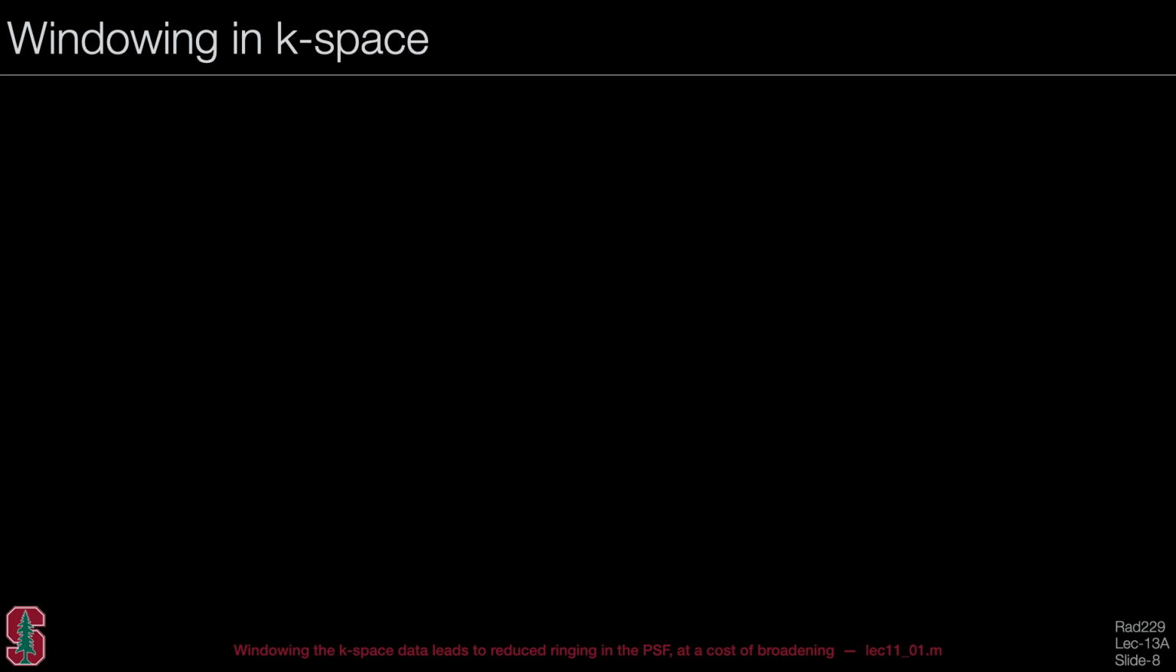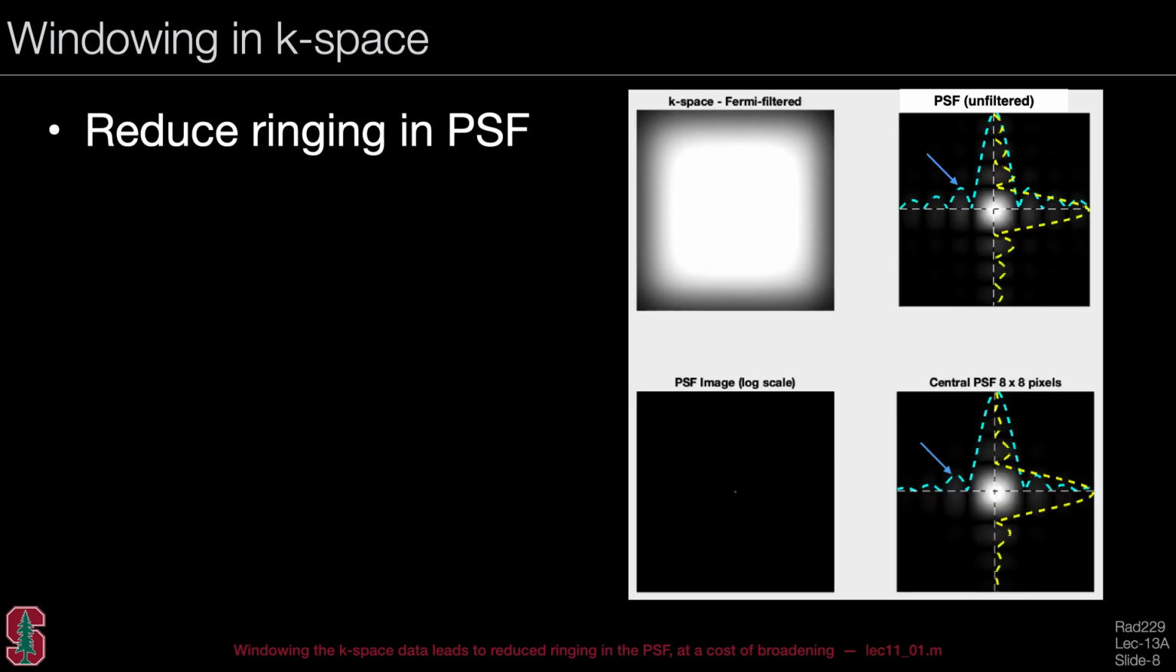Let's look now at windowing in K-space, and the purpose of this is to reduce the ringing in the point spread function. So here's a picture with K-space in the top left with a Fermi filter that we'll describe shortly. On the right, you see the point spread function without the filtering, and then in the bottom right, the point spread function with the Fermi filter applied. And the bottom left is simply the point spread function zoomed out.